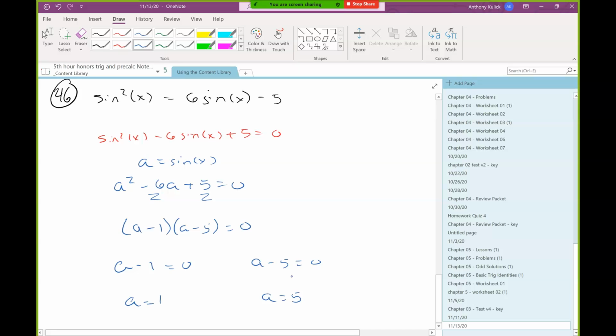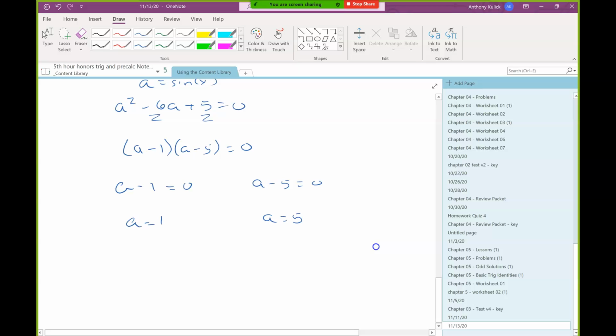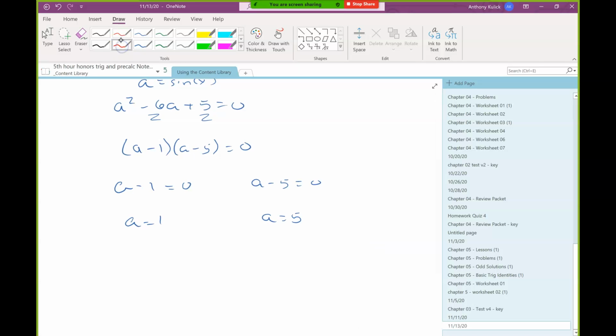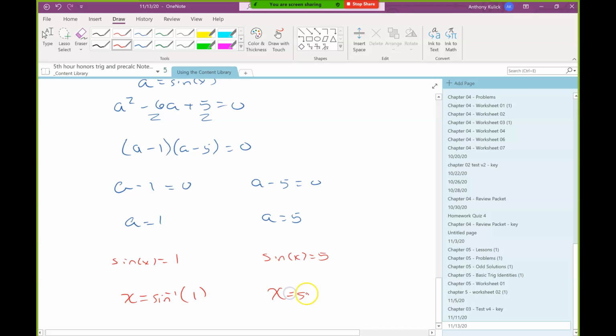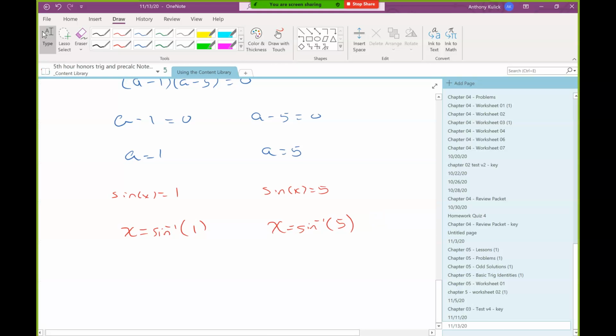But remember here, we're solving for x and not a. So let's go ahead and substitute sine x back in place of a. And then I can find the inverses to get the x by itself. Everybody okay there?